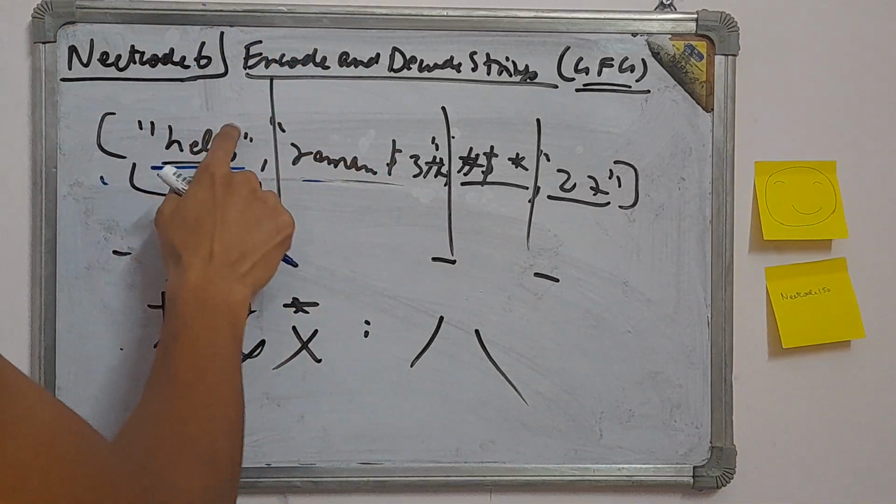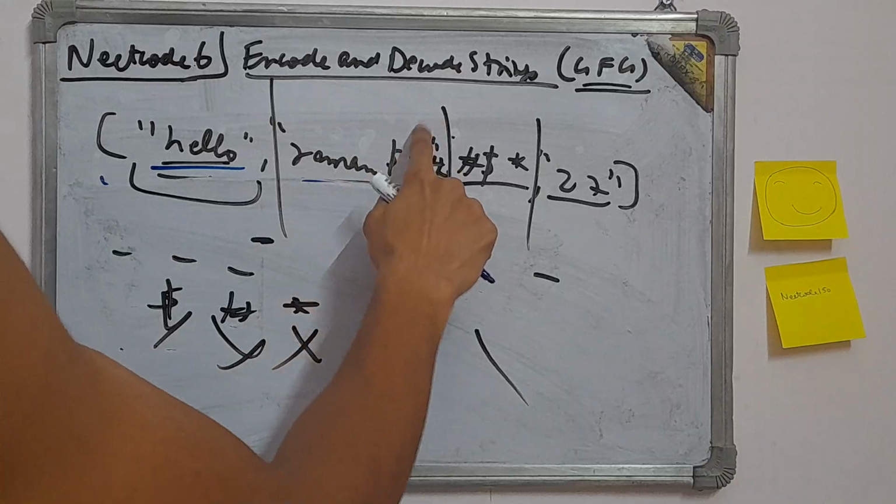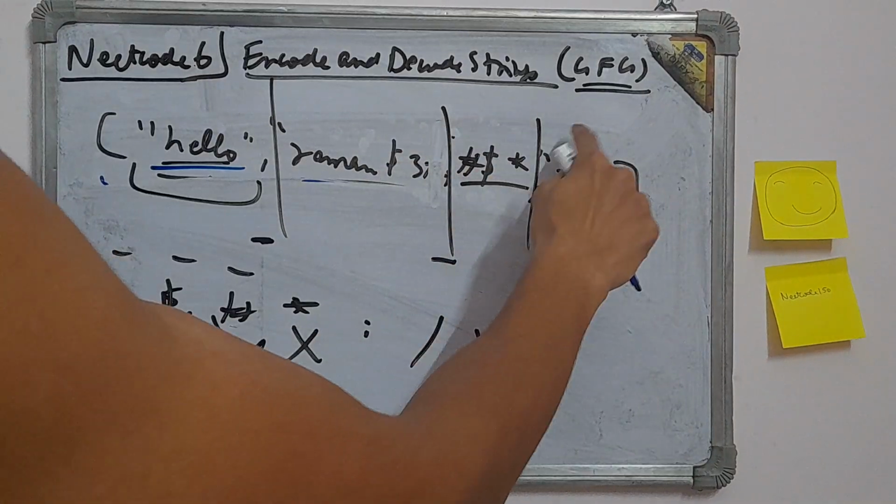There are total 1, 2, 3, 4, 5, 6, 7, 8, 9, 10, 11, 12, 13, 14, 15, 16, 17.